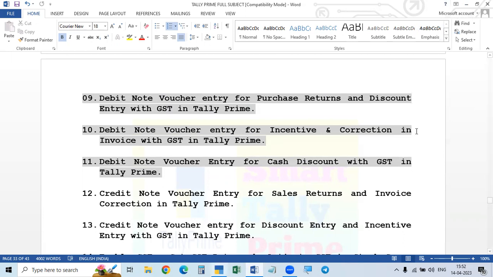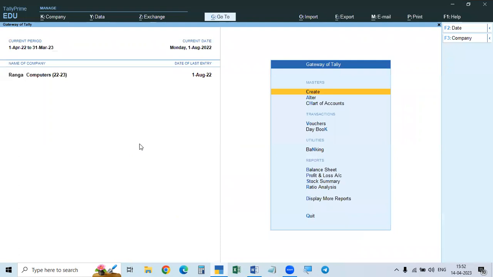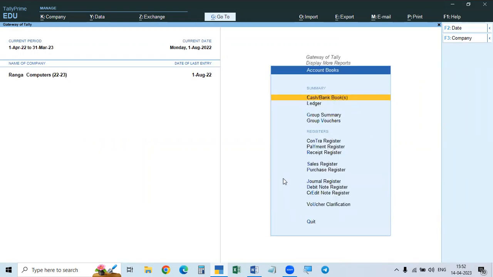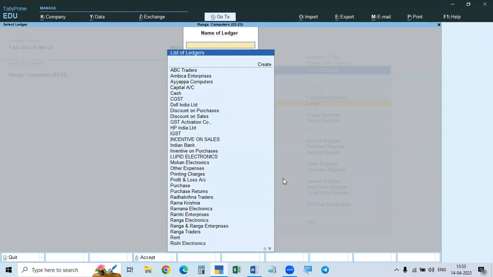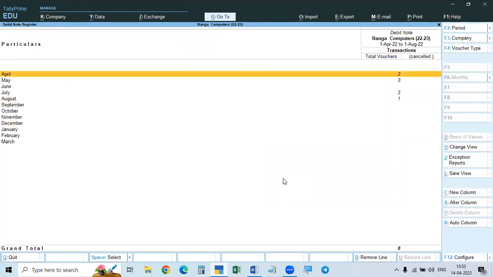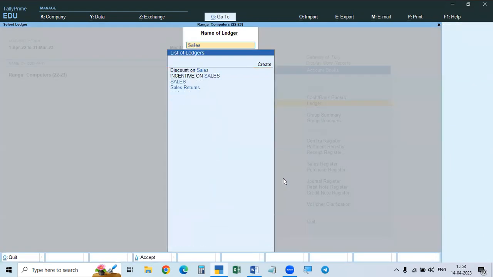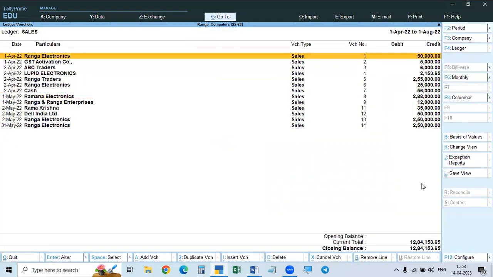So now we will go to Tally. In Tally, we take the old one, Ranga Computers. Okay, here we will take up. So here, now we are the seller. We will take up the sales entries, that is, the sales transactions. These are the sales transactions.